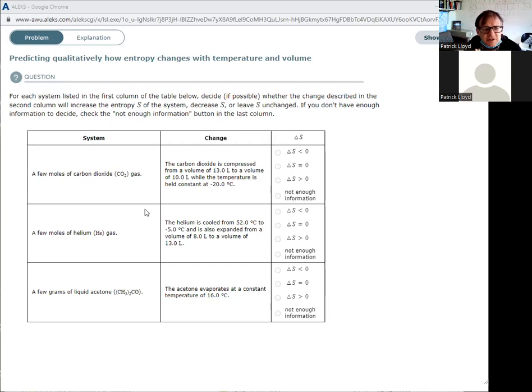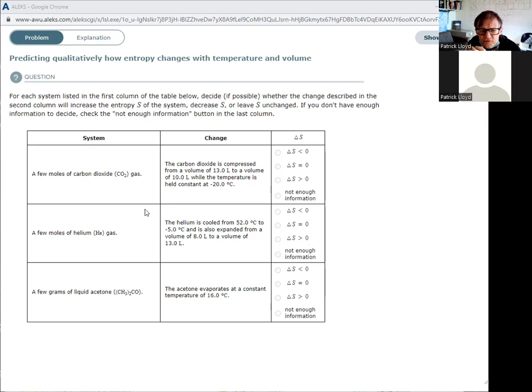For each system listed in the first column of the table below, decide if possible whether the change described in the second column will increase the entropy, remember, the symbol for entropy is capital S, of the system, decrease S, or leave S unchanged. If you don't have enough information to decide, check the not enough information button in the last column. So let's take a look at the first one.